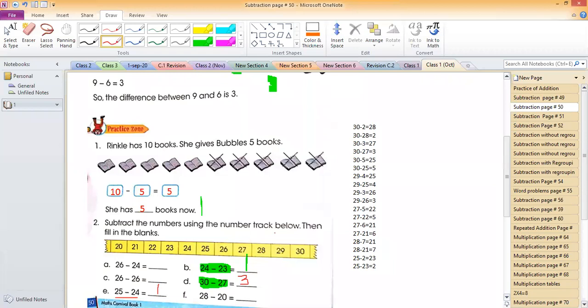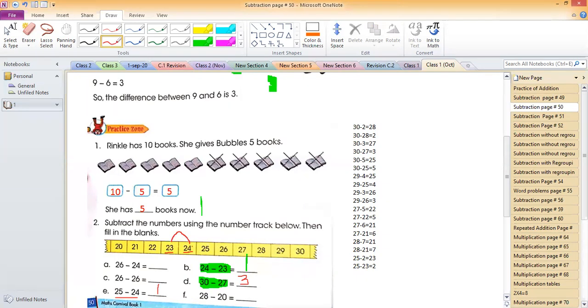And also the number track is only from 30 to 20. So there is one more way to find subtraction by using the number track. If the difference between the two numbers is small, like 24 is very near to 23, what you can do is just go back from 24. This is 24, right? You can just go back from 24 until you find 23. So on the first step, you will find 23. Okay. What will be your answer? How many steps do you need to go back in order to find the number which you are subtracting, like 23?